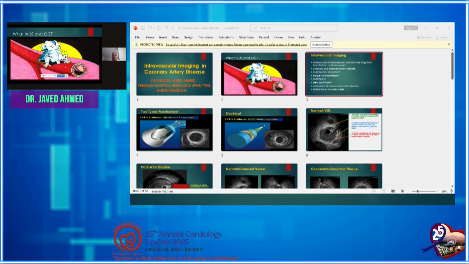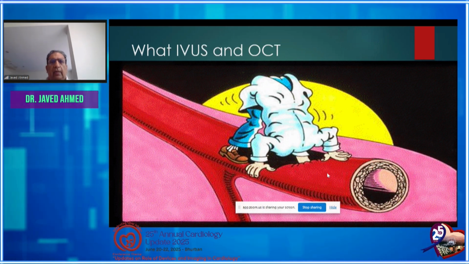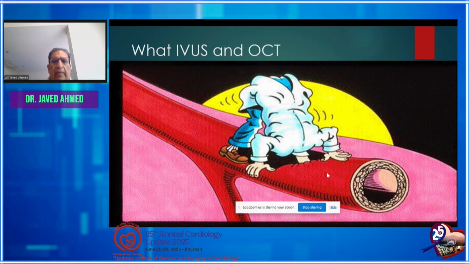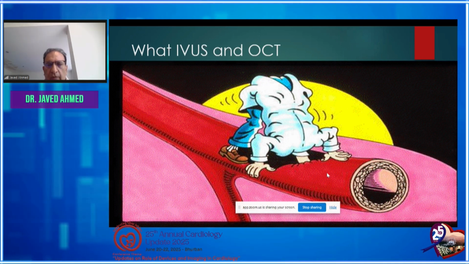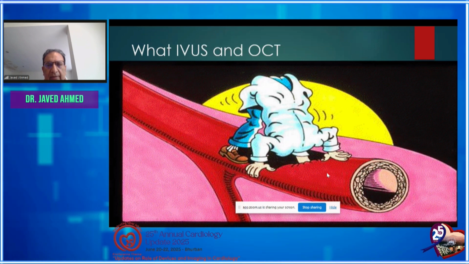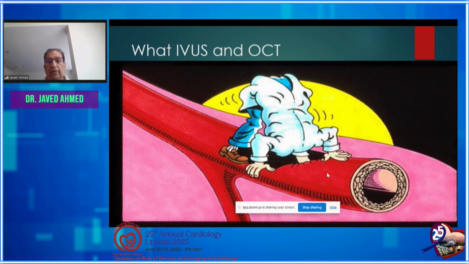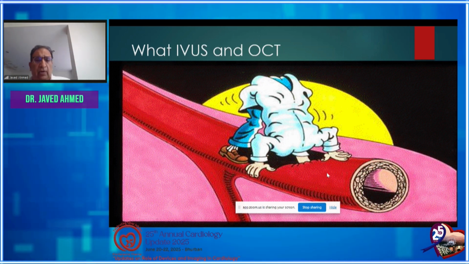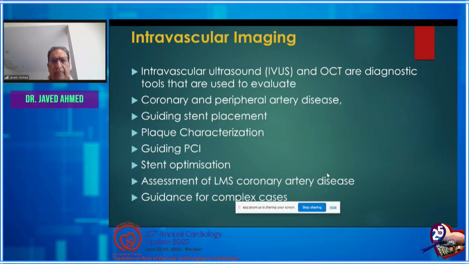Intravascular ultrasound and the new imaging modalities such as OCT are extremely useful in guiding the intervention and also for assessment of coronary atherosclerosis. Basically, these are techniques where you look inside the coronary arteries or peripheral arteries where no other technique would enable you to look inside.